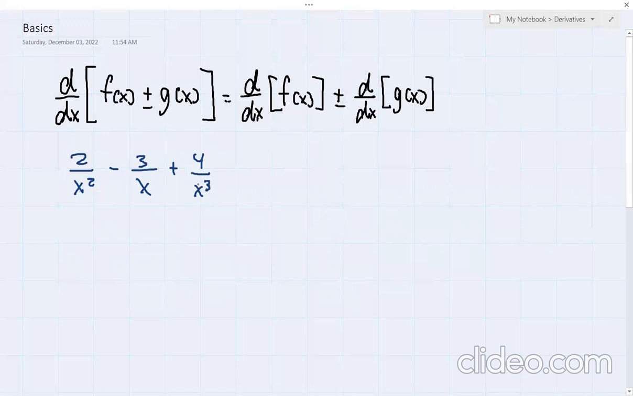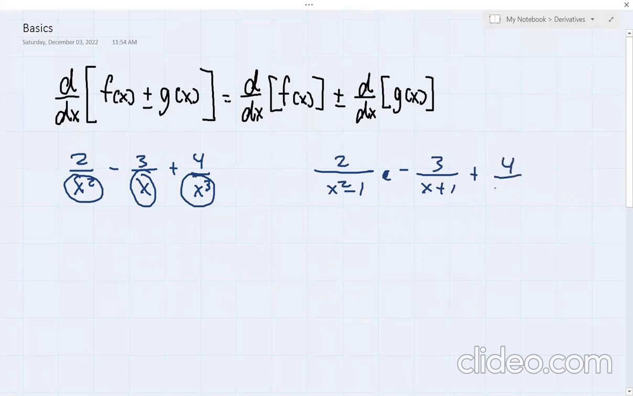Okay? If may variable, dapat isa lang. Okay, isa lang sa denominator. Eh, what if more than one? Kunwari, 2 all over x squared minus 1. Okay? Minus 3 all over x plus 1. Plus 4 all over 2x minus 5.